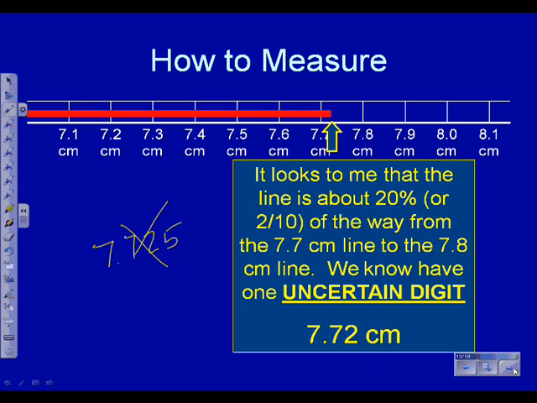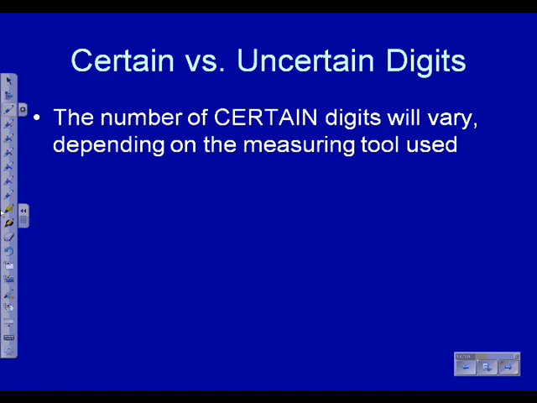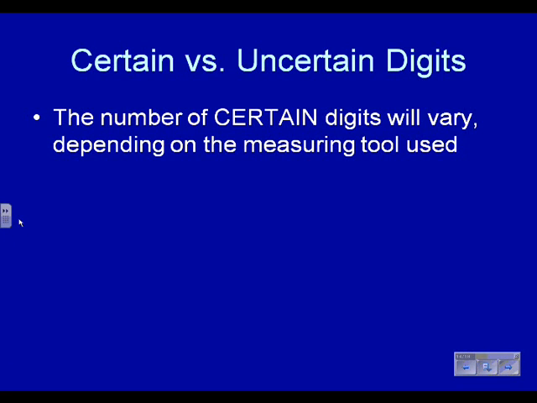So, to summarize, the number of certain digits is going to vary depending on what measurement tool we have, and more specifically, how many marks that measuring tool has on it. We can't add the extra decimal place unless there are 10 marks between the previous known measurement and the next known measurement. If there's 10 marks, then we can add the extra decimal place. If there's not, we can't.